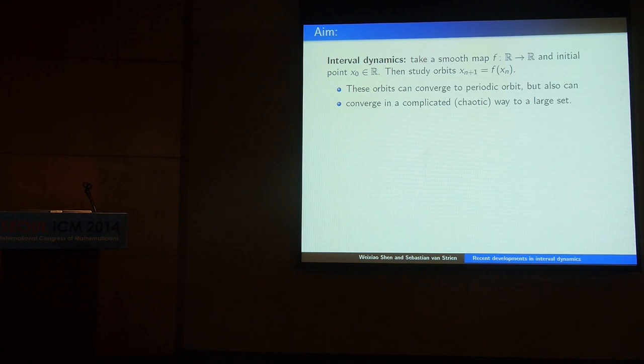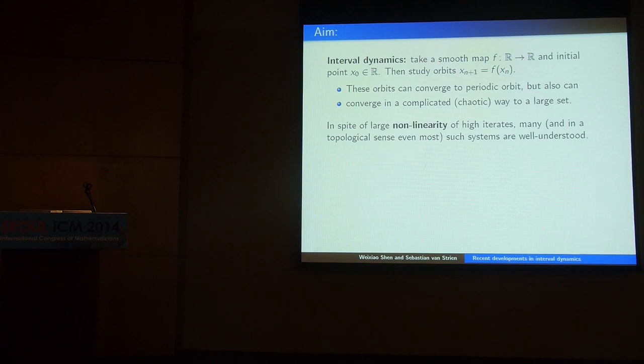Interval dynamics means that you have a smooth map. You take an initial point and you just iterate it, and you consider the orbits. Of course, the asymptotics of the orbit can be simple and become periodic. But it can also converge in a rather complicated chaotic way to a much larger set. That's really the situation you want to study.